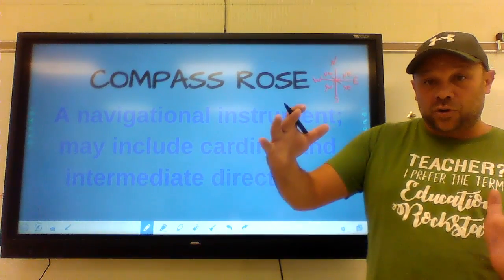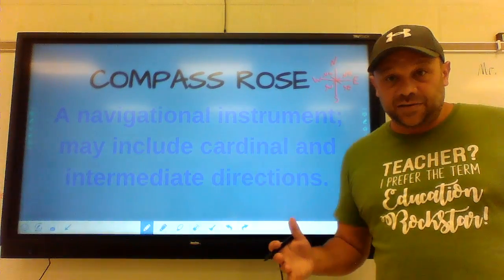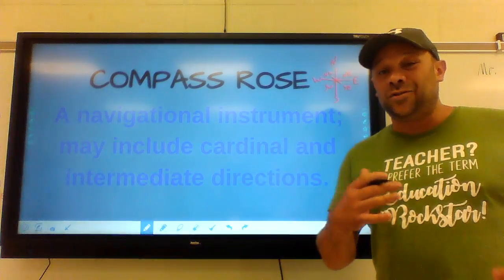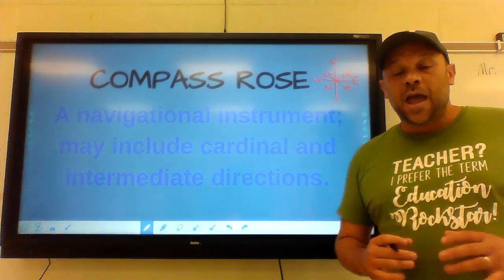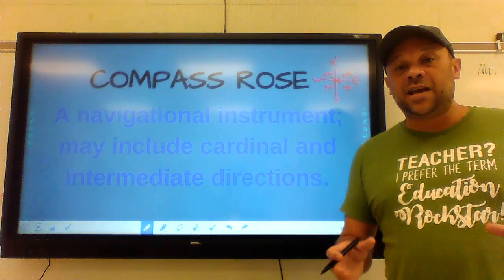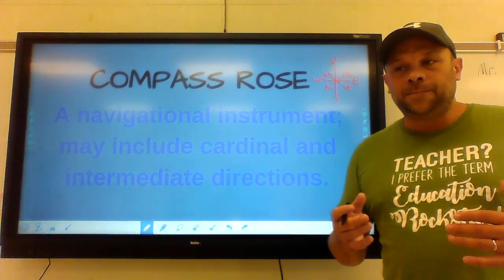So if you get the map turned a certain way, your compass rose is always going to tell you where north is. And that's important, especially if you're trying to locate something or locate how to get from one point to another on the map. And these directions are important because they give us precise direction to travel or to go.